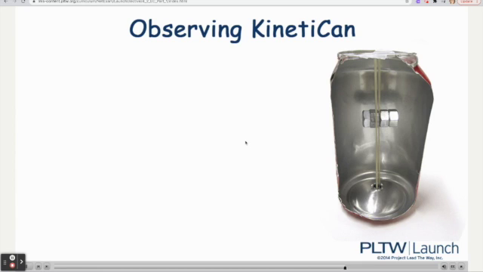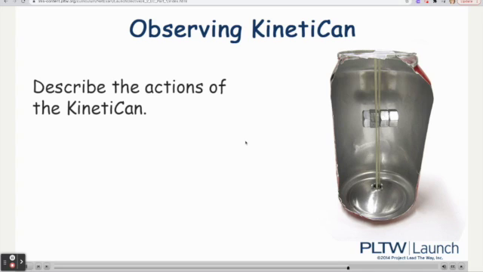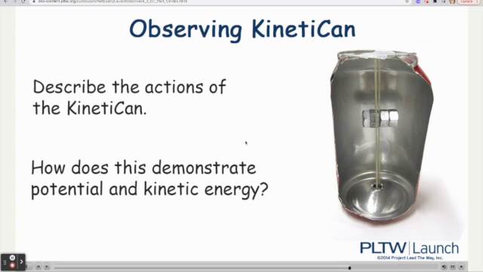After observing the actions of the kinetic can when it is rolled across a flat surface, students will respond to the following in the launch log. Describe the actions of the kinetic can. How does this demonstrate potential and kinetic energy? This activity is a fun way for students to explore potential and kinetic energy. The conversations and written responses can be used to assess their conceptual understanding.